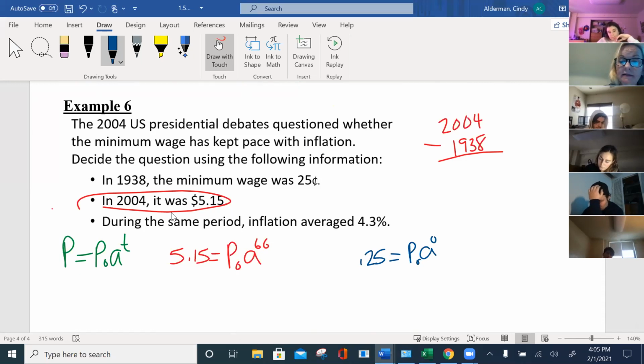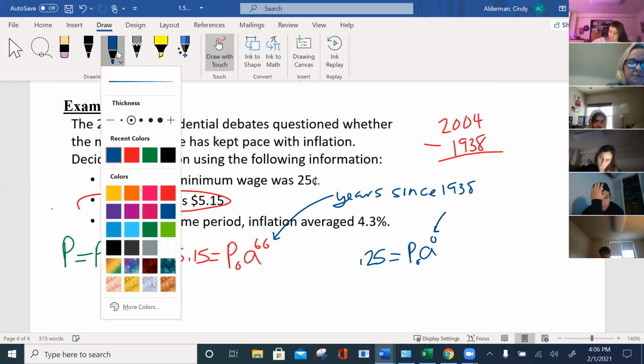And this would be years since 1938. So that's where I'm getting that. Years since 1938 would be the time. Okay, so I'm using each point I gave you to make up 2 separate equations.